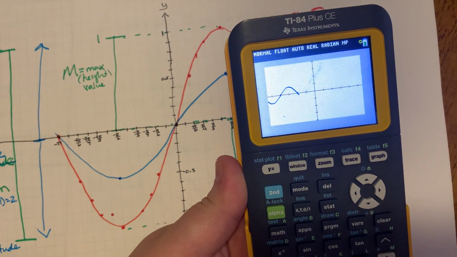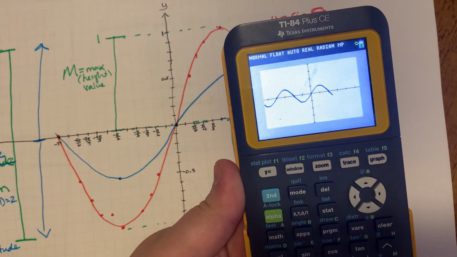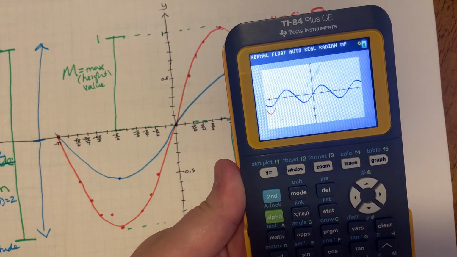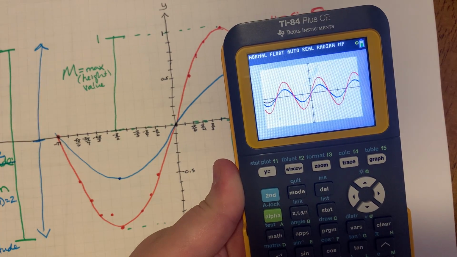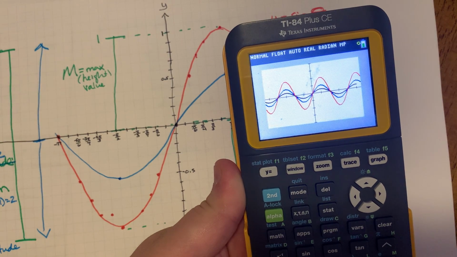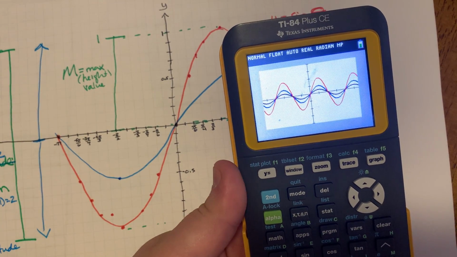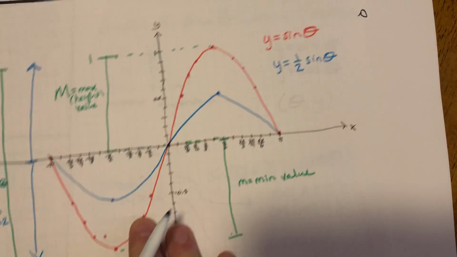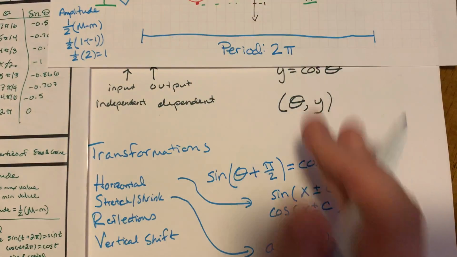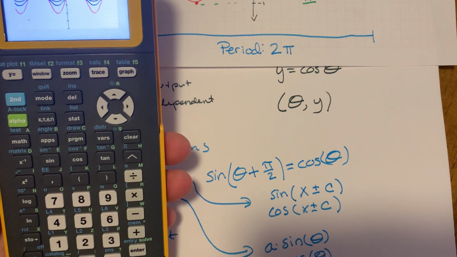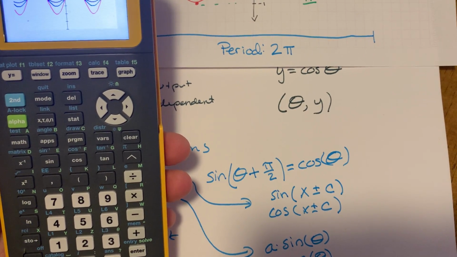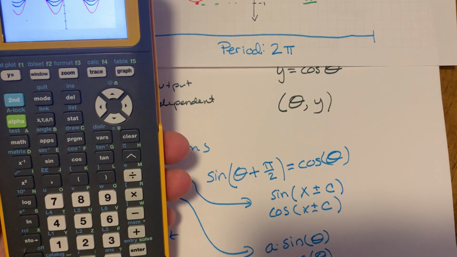So we have our base function sine x. We have our 2 sine x, so notice it becomes twice as tall. Or our half sine x, which is half as tall. And so our stretches work exactly like we expect. But what about the cases? So this changes the amplitude.